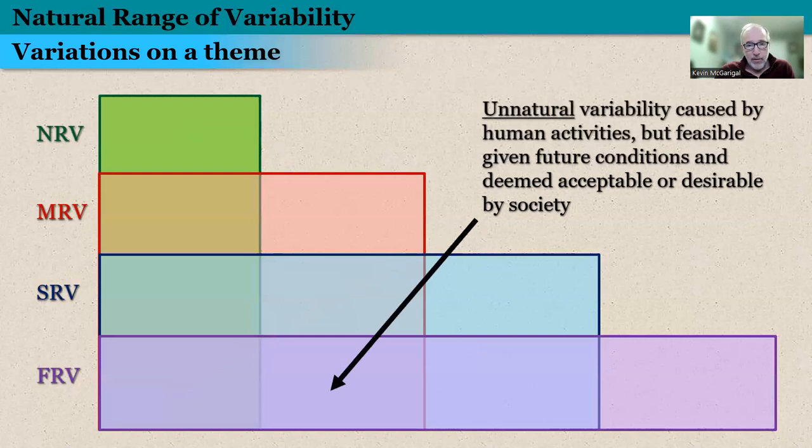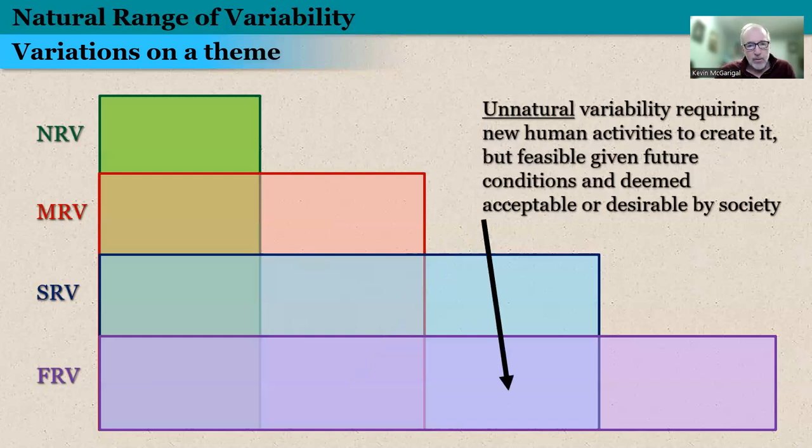This box, however, is what we might call unnatural variability, variability we would not expect to occur because of human activities. It's unnatural variability caused by human activities, but it's feasible given future conditions and deemed acceptable by or desirable by society. So again, it's that variability in the future that is outside the natural range of variability, but certainly feasible given modern land use activities, and that society finds acceptable or desirable.